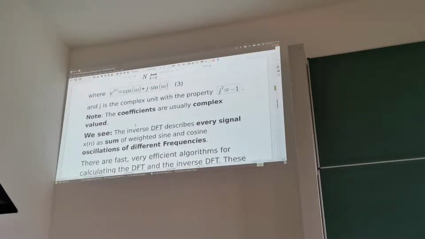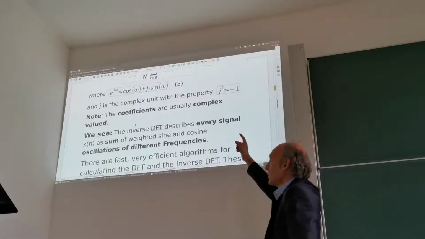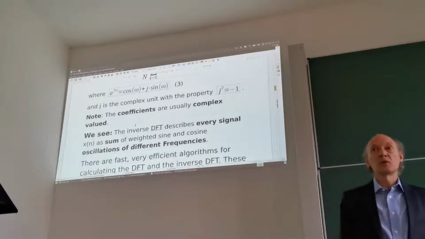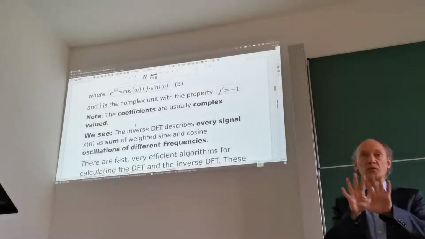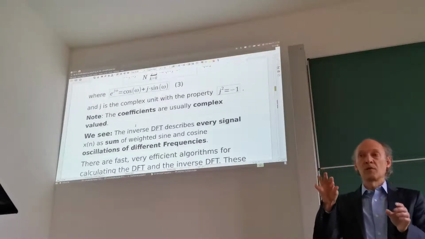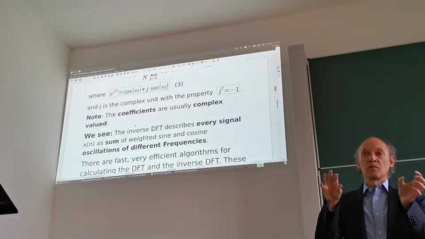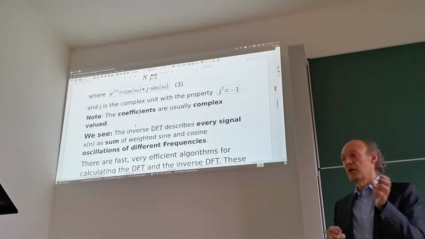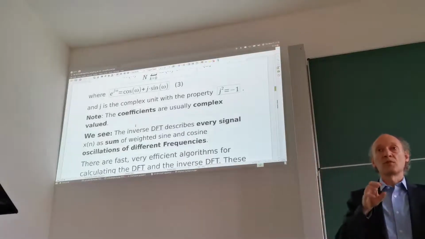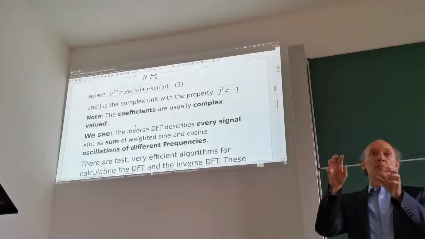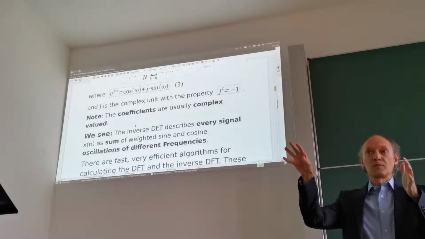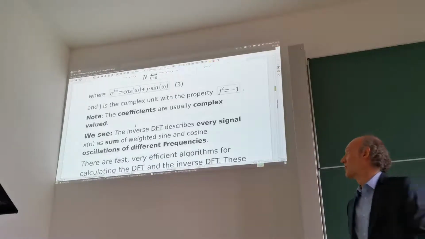These coefficients, the xk, are usually complex valued. That has the effect that we can introduce phase shifts for the oscillation. Remember, we have a complex oscillation, the e to the j omega, and then we have a complex factor, which is something like e to the j phi. Then e to the j phi times e to the j omega can be unified, and we just have plus phi in the exponent. So that means we just have a phase shift.